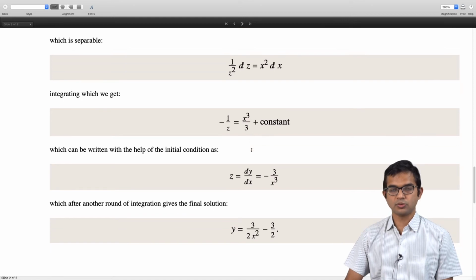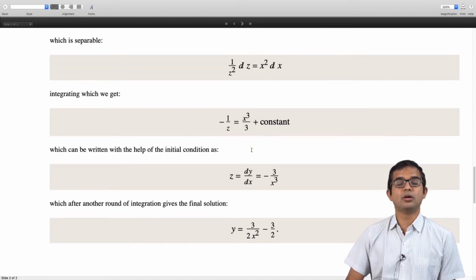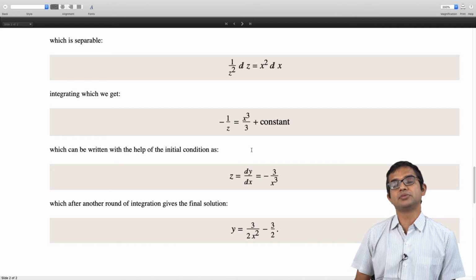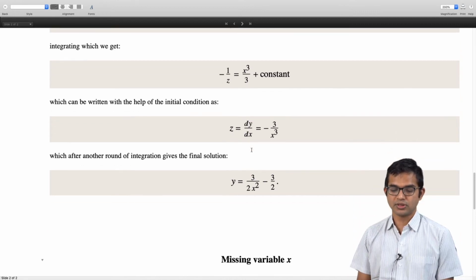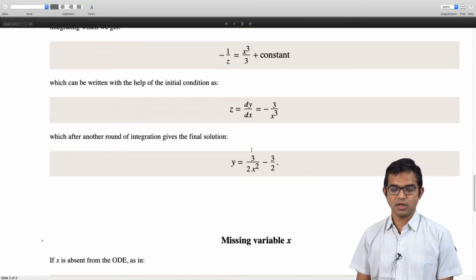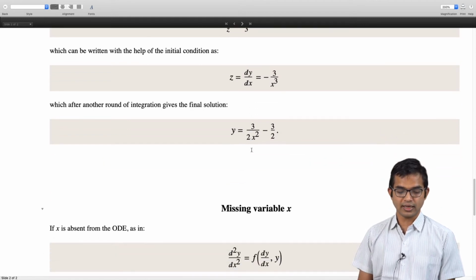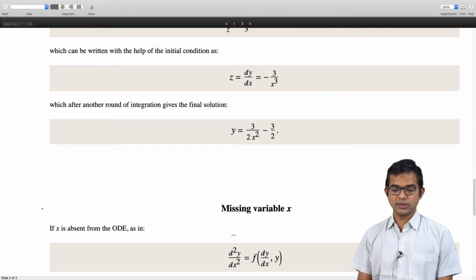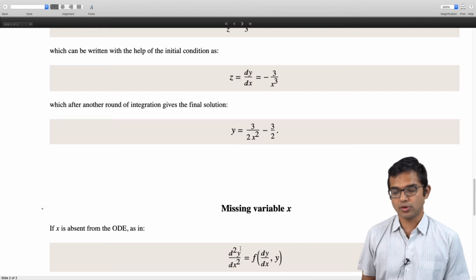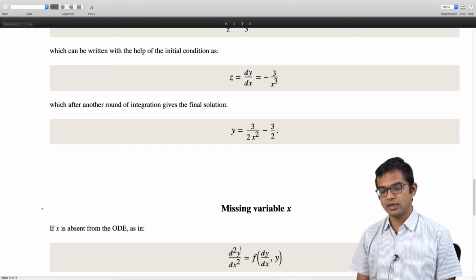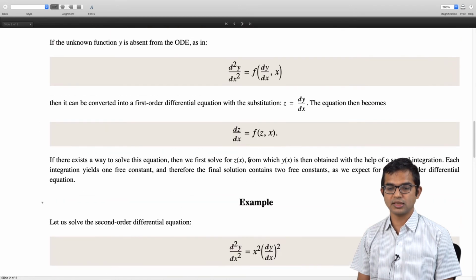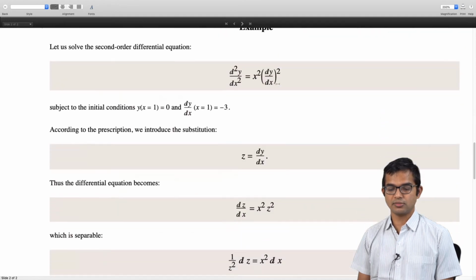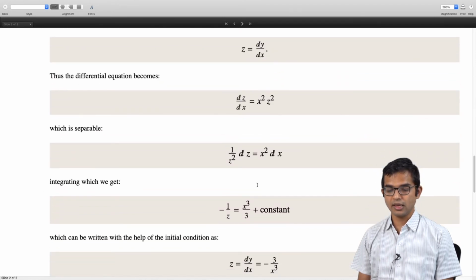Okay, so this is one type of second order differential equation, which is actually a first order differential equation. There's another type which I will describe now, which is when you have a missing variable x, right? So here d squared y by dx squared is going to be of the form f of dy by dx comma y. So earlier we had y missing, right? You had dy by dx and x on the right hand side, but now you have x missing.